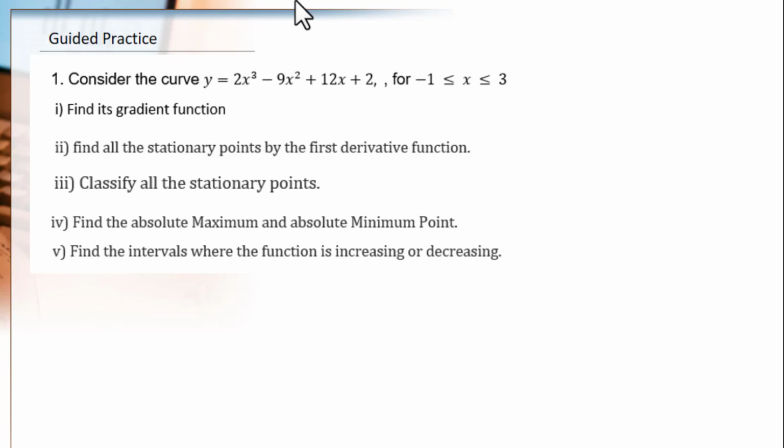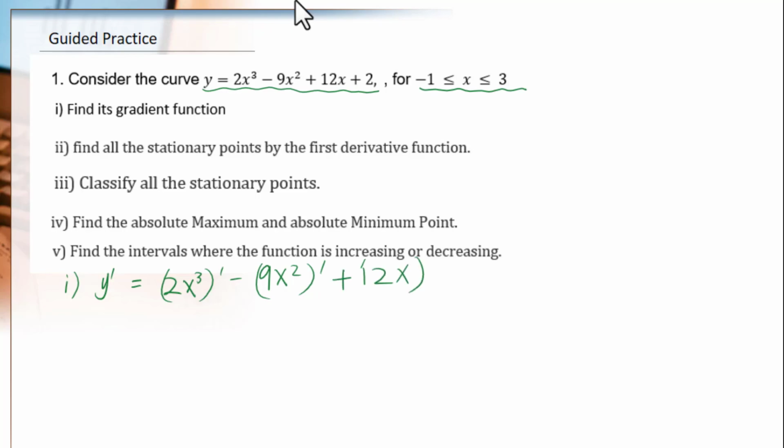Consider the curve y equals 2x to the third power minus 9x squared plus 12x plus 2 for x greater than or equal to -1, less than or equal to 3. Find its gradient function. Y prime equals 2x to the third power prime minus 9x squared prime plus 12x prime plus 2 prime.